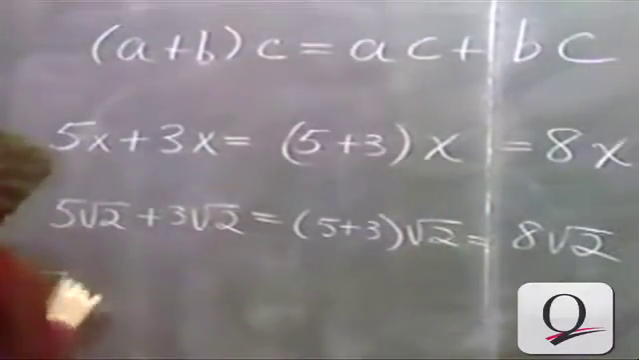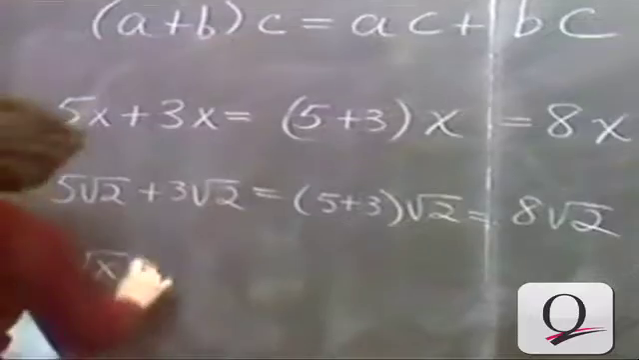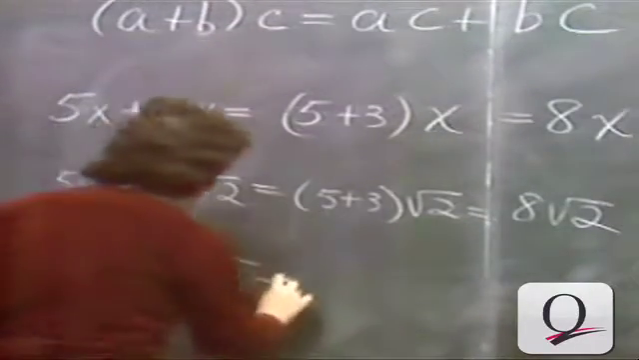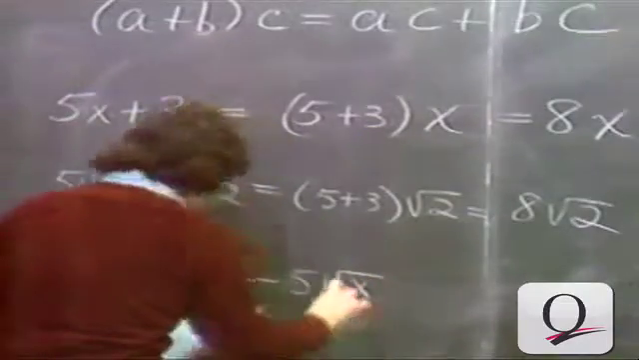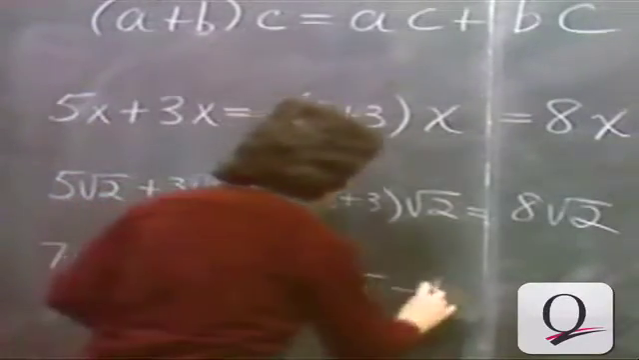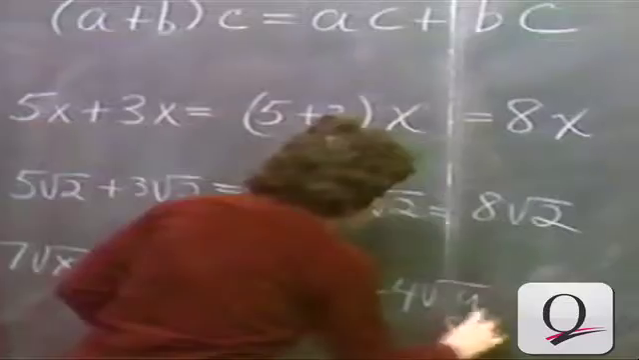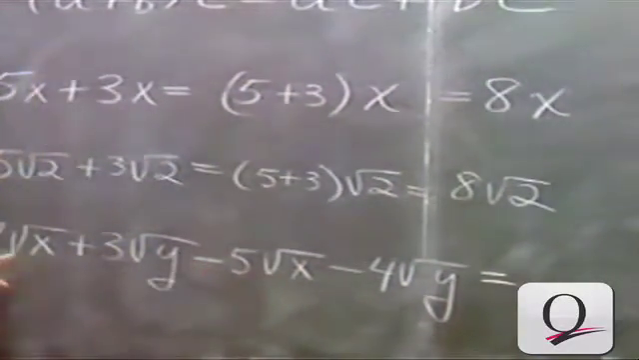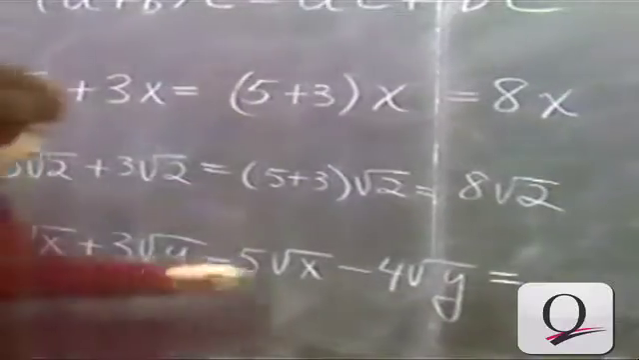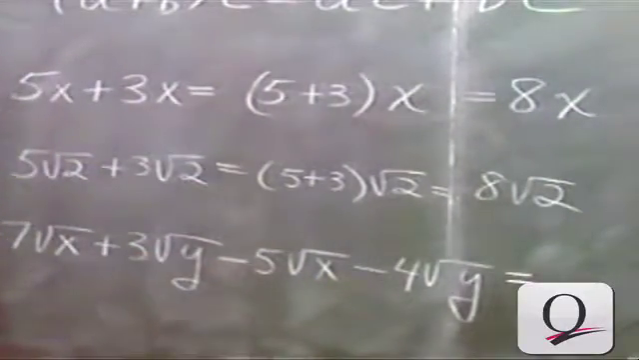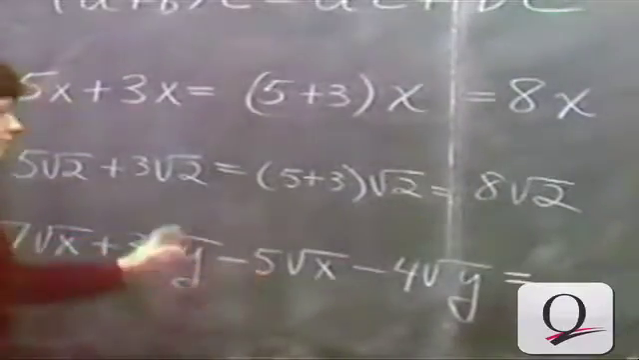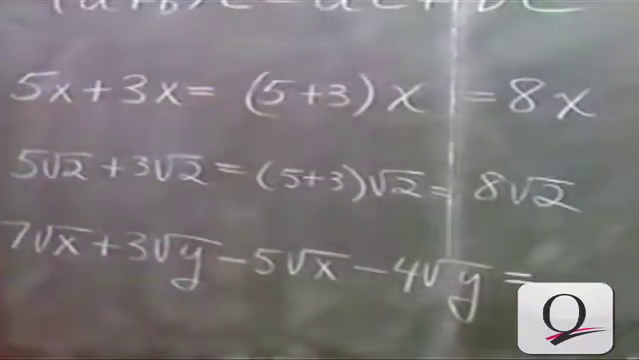7 times the square root of x plus 3 times the square root of y minus 5 times the square root of x minus 4 times the square root of y. Now we have two different types of radicals here. We have the square root of x in the first and the third terms, and the square root of y in the second and the fourth terms. We can combine the first and the third terms and also the second and the fourth.